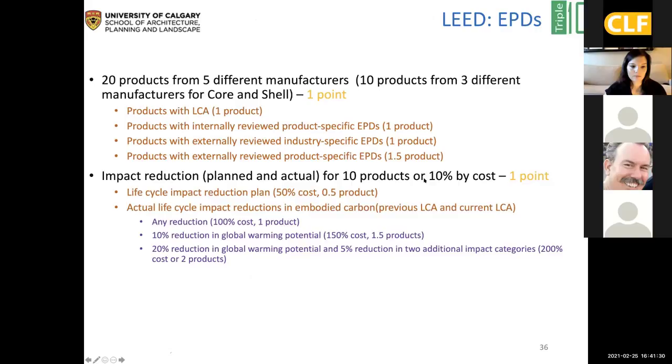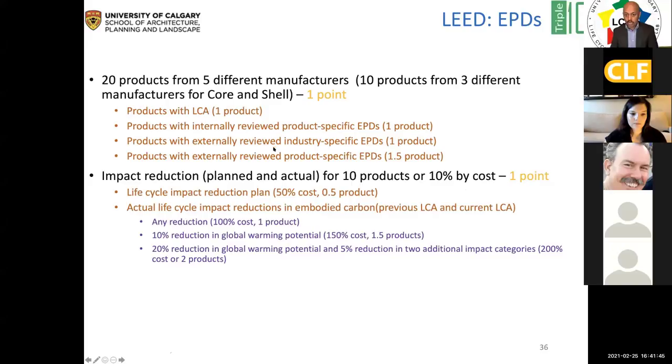And coming back to the LEED, how the EPDs are used, depending on the number of products in the building and how much they cover in terms of cost, it gives you varying points. So you can get 1 point for having an LCA and what kind of LCA as well based on the EPD. So is it internally reviewed or externally reviewed? If they are externally reviewed, then you get the quality higher and so on.